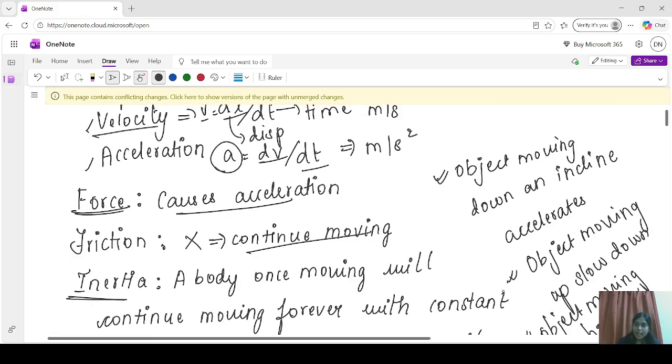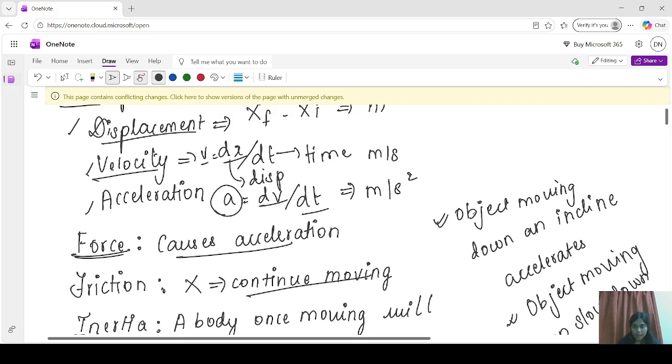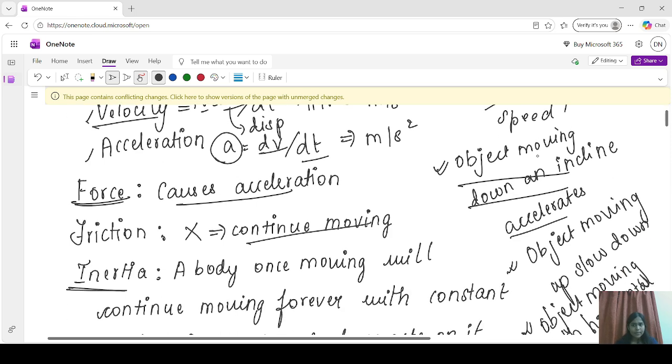I will actually explain all of these with applications. Okay. Object moving down an incline accelerates. What does that mean? An object is placed on a slope. A component of its weight acts along the incline. So gravity will pull it downward, causing its speed to increase. Okay, therefore, the object accelerates while moving down the incline.